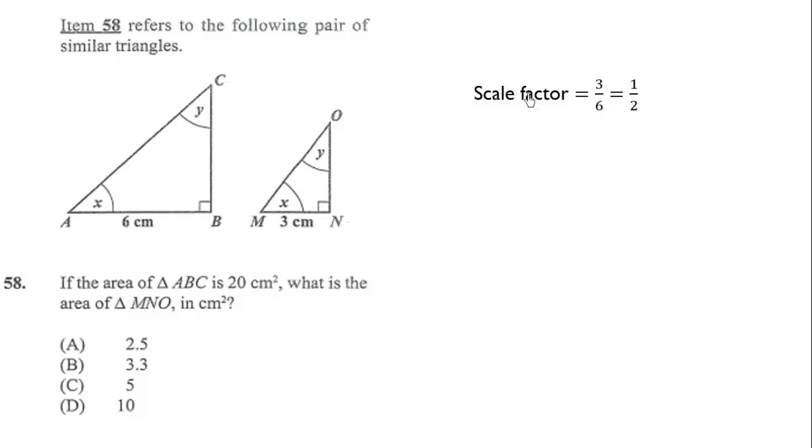Then we need to use this to determine the area of the triangle. For the scale factor corresponding to the area, we need to square the scale factor of the size, which is 1/2 squared, and that will be equal to 1/4, times 20, and that will give you 5 centimeters squared. So this is one way of doing it.